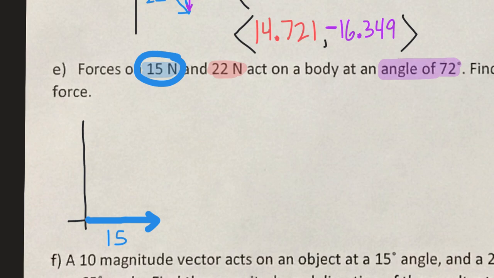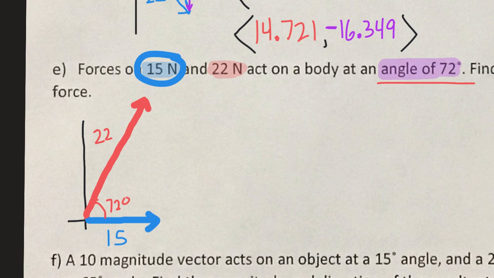And now we put in our other vector. It says 22 at an angle of 72 degrees. So from our 15, we come up 72 degrees. And this is your 22 Newton vector. Now draw it longer than your 15, because 22 newtons is a greater force than 15 newtons. So if you want your eyeballs to believe your math, make it look artistically correct.